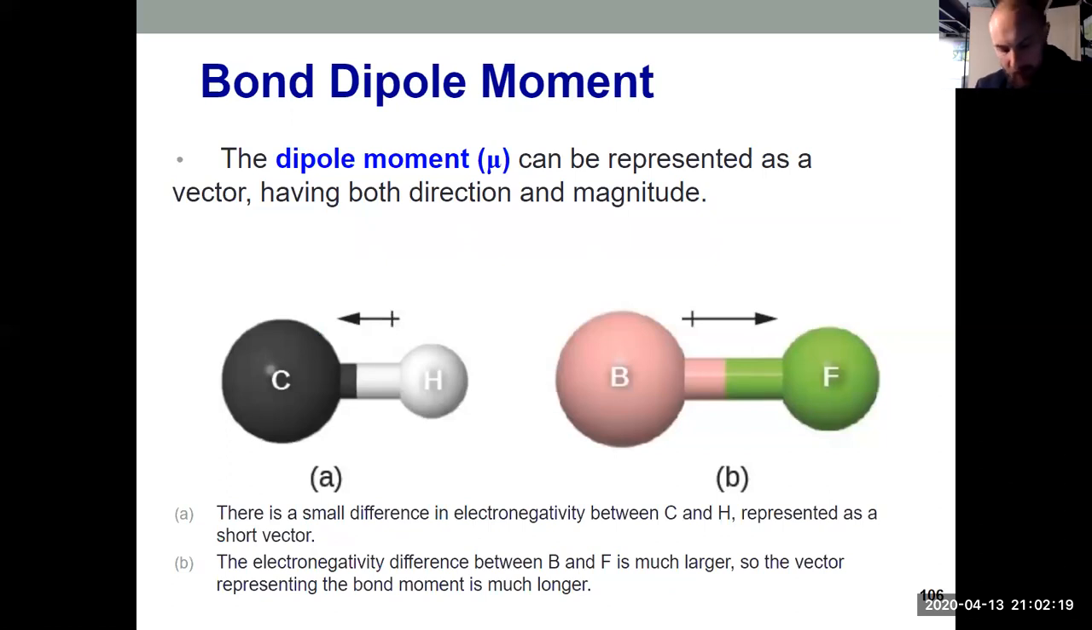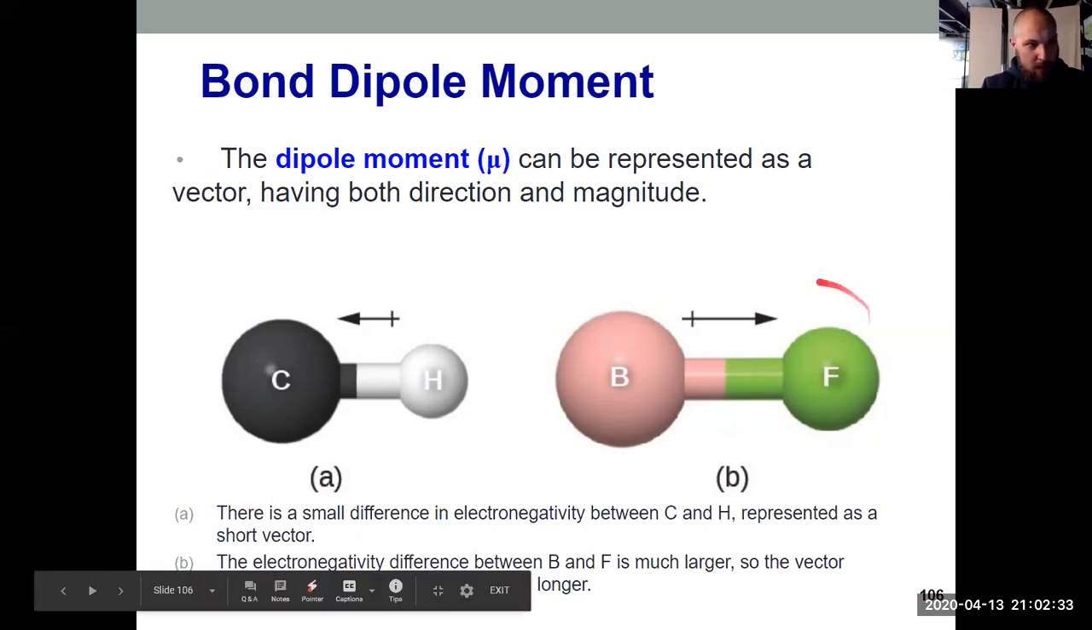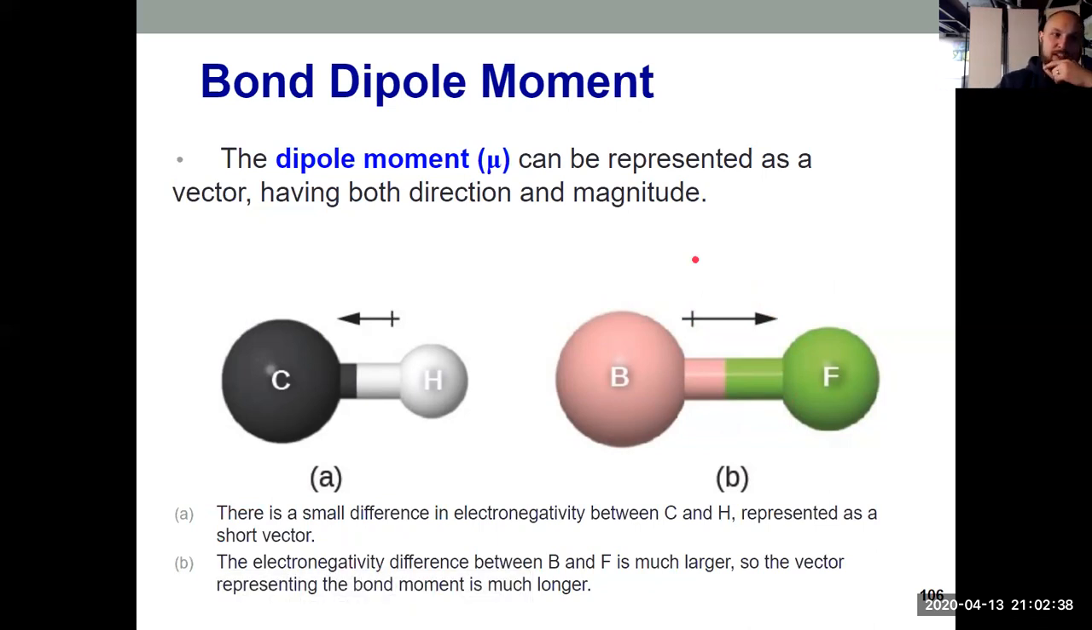Okay? Previously, we represented those with a delta positive and a delta negative. But we can also represent the dipole moment as a vector. Okay? So it has a direction and a magnitude. So anytime you see an arrow like this, right, an arrow with that little cross at the end, that's showing you that you have a dipole vector, and it points toward whatever is more electronegative.